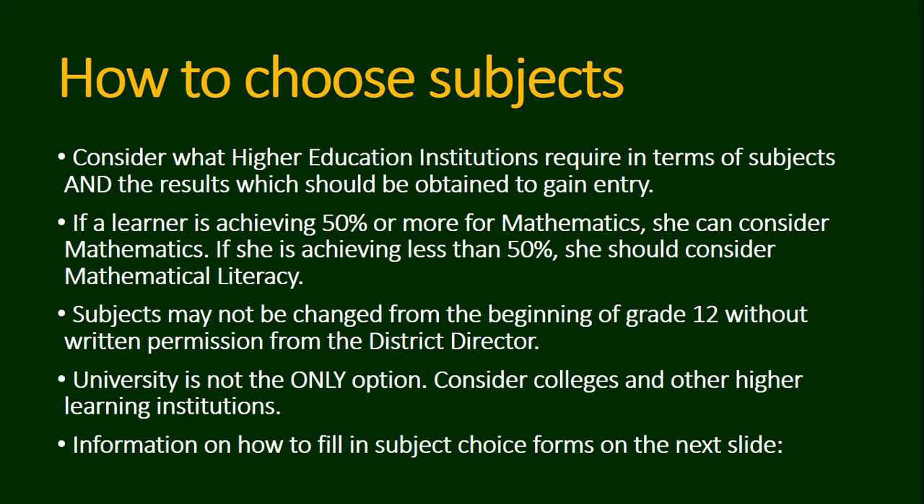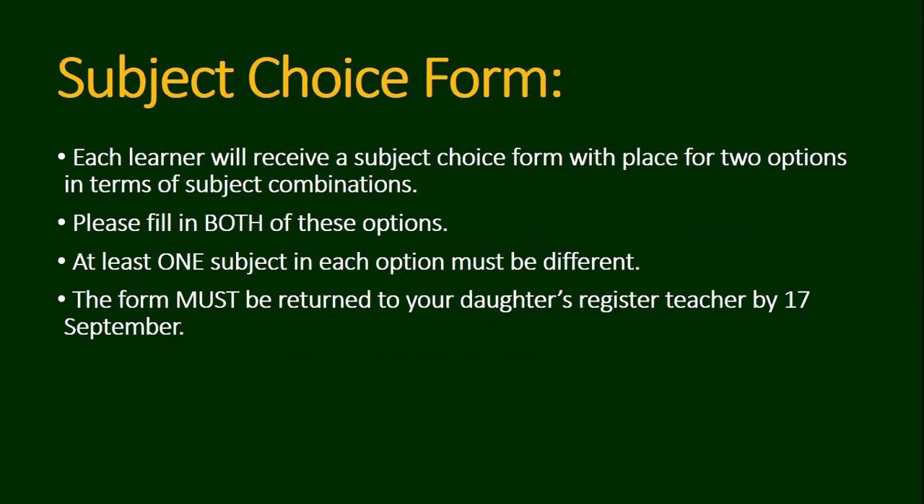We are going to have a look at how to fill in the subject choice forms in a moment, so let's have a look at that. Each of your daughters has been given a subject choice form with place for 2 options in terms of subject combinations. Please fill in both of these options and be aware that at least one subject in each must differ. The form must be returned to your daughter's register teacher by the 17th of September. Please ensure that these forms are filled in correctly and in full. They are how we determine our timetable for next year and how we determine your daughter's subject choice.